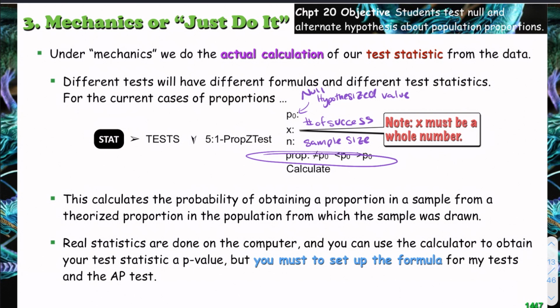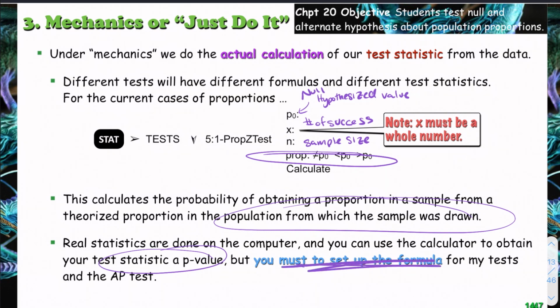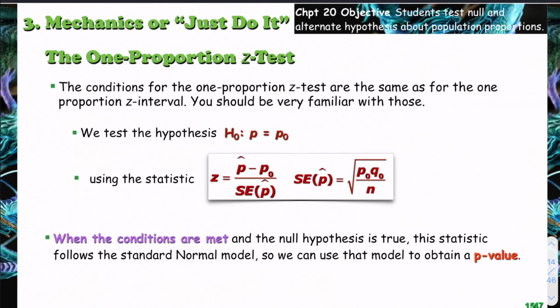So this calculates the probability. This test that I have listed here calculates the probability of obtaining a proportion in a sample from a theorized proportion in the population from which the sample was drawn, aka looking at the sampling distribution given the assumed mean. So real statistics are done on the computer, and you can use the calculator to obtain your test statistic and p-value. But you must set up the formula for my tests and the AP test. Again, I don't make the rules, but this is what we are asked to do.